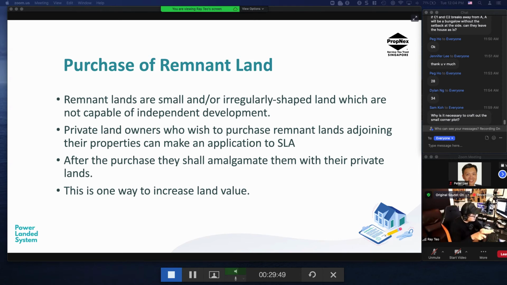Very, very small pieces of government land. A big piece you cannot; the government won't sell. A small piece that individually cannot be developed, you can actually buy over. So usually the customer will ask me at what price. Depends whether you have competition. If you are the only one next to the government land, then no competition, then it's cheap.